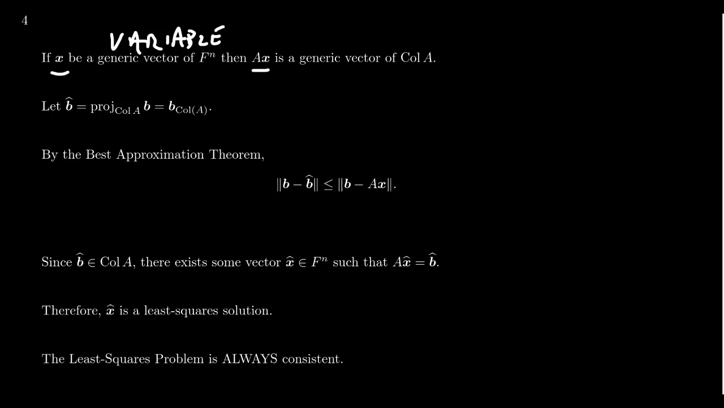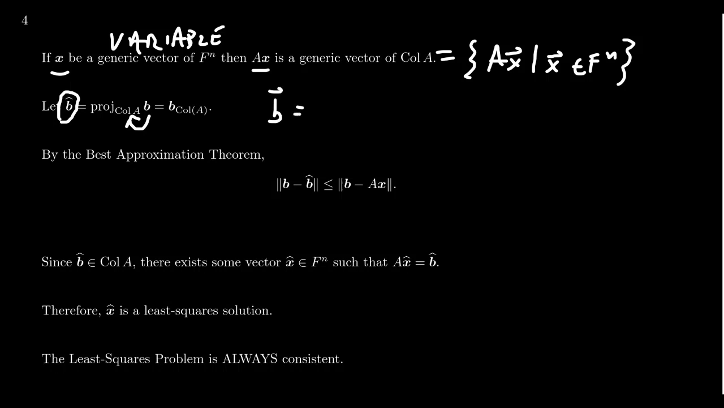Well, if X is a generic vector for F^n, AX will be a generic vector for the column space, because after all, the column space is just the set of all vectors AX, where X is a vector in F^n. If X is allowed to vary, AX will vary over all the possibilities for the column space. Let B hat denote the orthogonal projection of B onto the column space of A, which is the same thing as just the vector B column. So with this orthogonal decomposition we did before, B column plus B left null, the orthogonal projection onto the column space is just what we meant by B column.